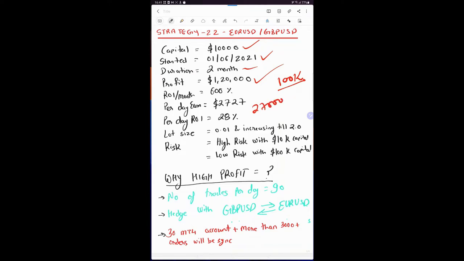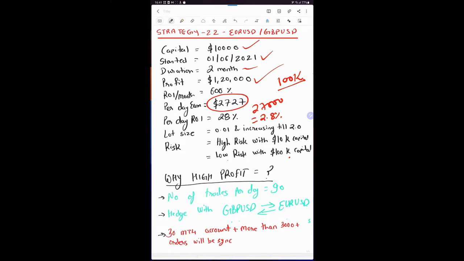But see the risk. We have said clearly: high risk with 10,000 capital and low risk with 100k capital. So we suggest if you have a capital of 100k, you can connect this strategy and earn 2,700 daily profit. At that time your daily return will be 2.8% only. But this account which we are showing you, within 2 months, has generated 28% ROI every day.